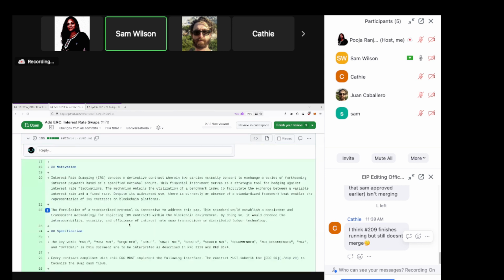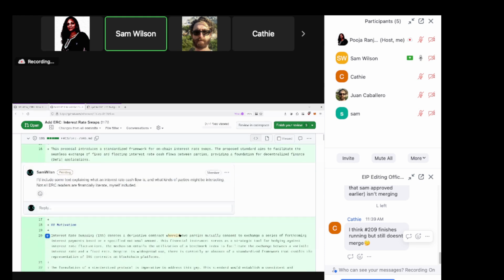Okay, interest rate swapping denotes a derivative contract when... okay, yeah, so I would just move this up because you have the definition here. It'd just be nice to get it a little earlier.